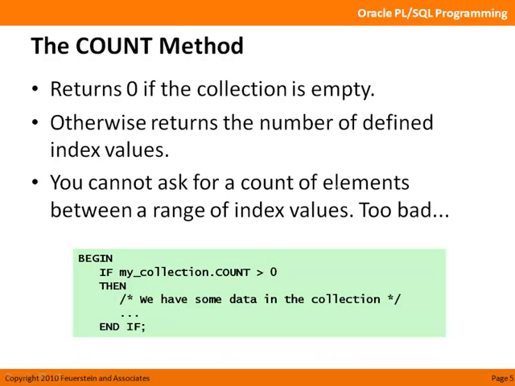So here's an example of calling the count method. Simply attach count with a dot notation to the variable name and it returns that integer value, 0 or higher, never negative. The only limitation with count that I can see is you cannot ask for a count of elements between a range of index values. Find all the elements defined between 100 and 1000. You don't have that possibility, at least not yet.